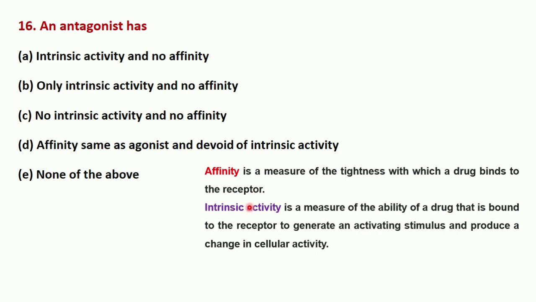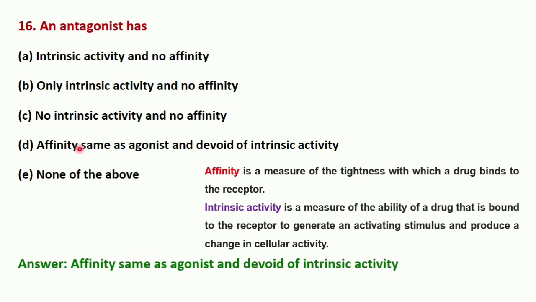But intrinsic activity is a measure of the ability of a drug bound to the receptor to generate an activating stimulus and produce a change in cellular activity. So it changes the cellular activity by binding with the receptor site, and we call that intrinsic activity. So the antagonist has the same affinity as the agonist but is devoid of intrinsic activity.